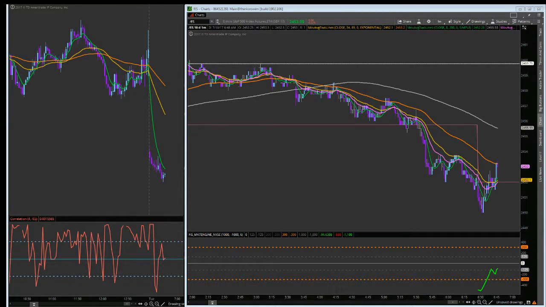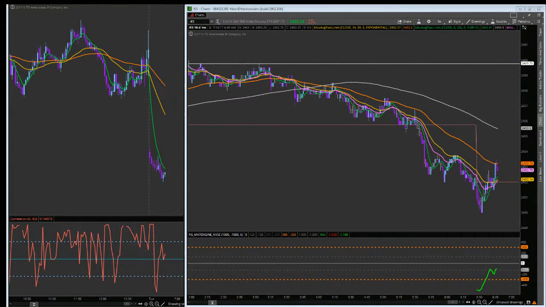Certainly been rising over the last 5 minutes or so. Russell starting to pull back a little bit, go down. Same with the NASDAQ.